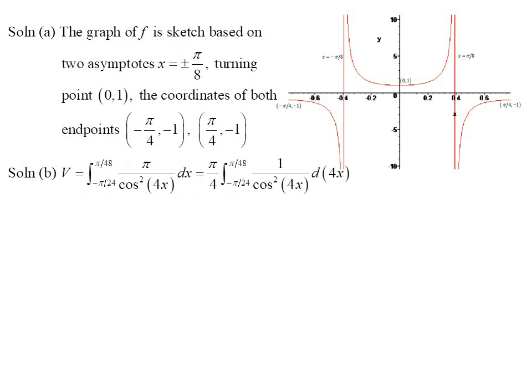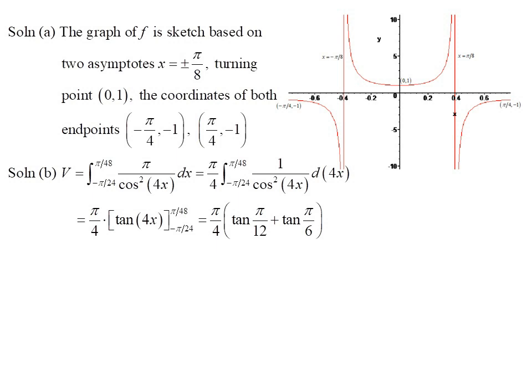Since part B is to find the volume of the solid, its volume V can be written as the integral from negative pi over 24 to pi over 48 of pi over the square of cosine of 4x with respect to x, which equals pi over 4 times the integral from negative pi over 24 to pi over 48 of 1 over the square of cosine 4x with respect to 4x, which equals pi over 4 times tangent of 4x, evaluated from negative pi over 24 to pi over 48, which equals pi over 4 times the sum of tangent of pi over 12 and tangent of pi over 6.